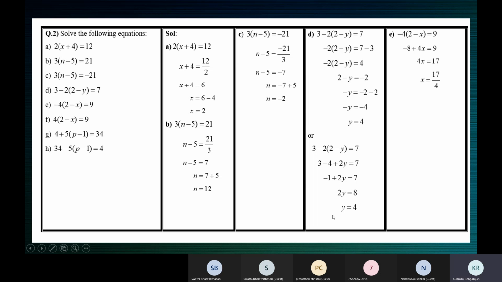I've shown an alternate method here. We'll see this. But do we understand this, children? Yes, ma'am. Understood the first method, ma'am. I have a doubt, ma'am.